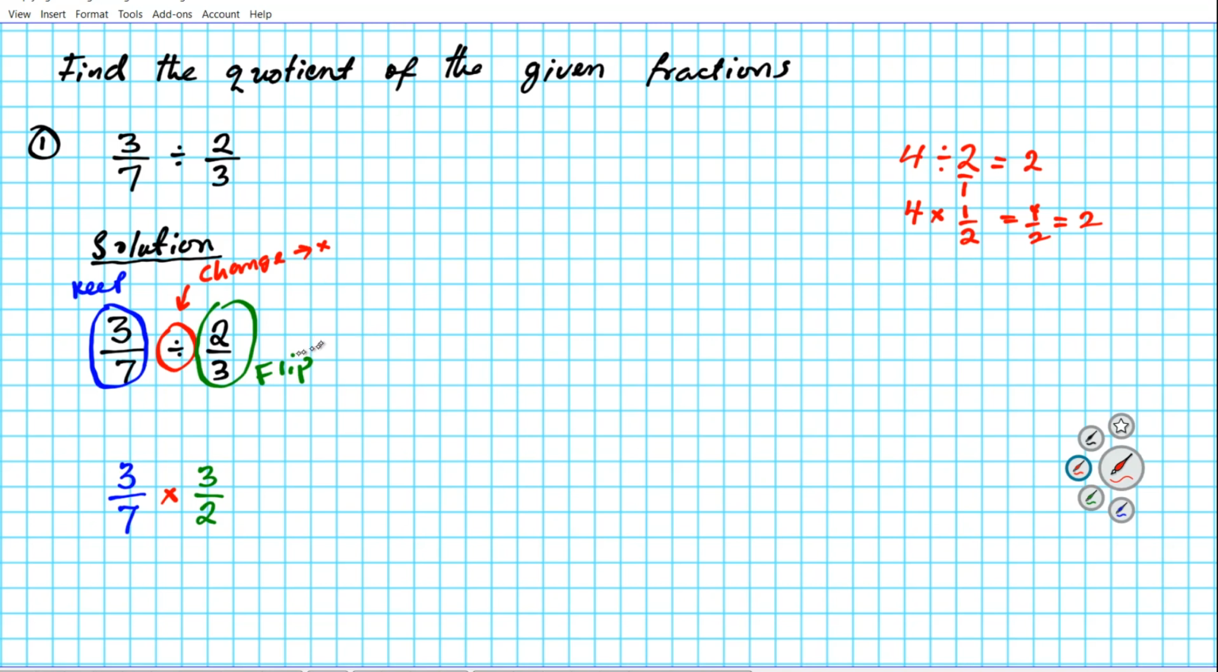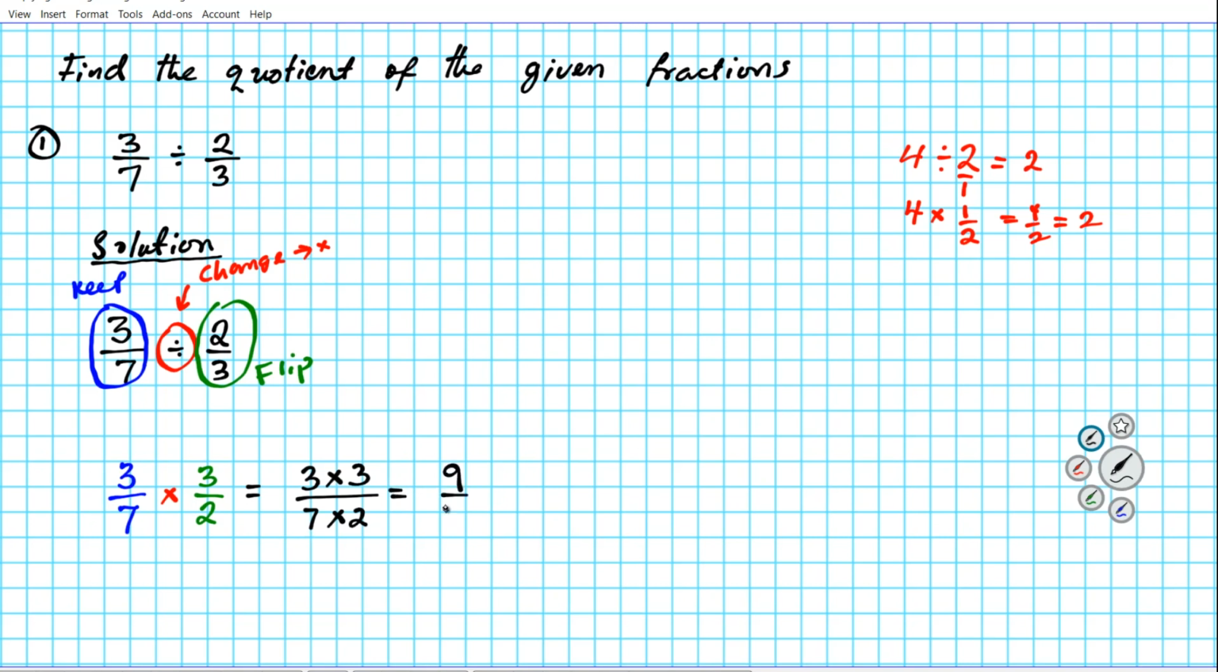Okay, so that's what we're doing here. We're just multiplying the multiplier by the reciprocal of the multiplicand, and that is exactly what division is. Now that we've done the KCF procedure, keep, change, flip, we're just going to multiply using the formula that we went over in section 7.1. You multiply numerator by numerator, and then denominator times denominator. Bam, bam, across. And then your answer, you get 9 over 14.